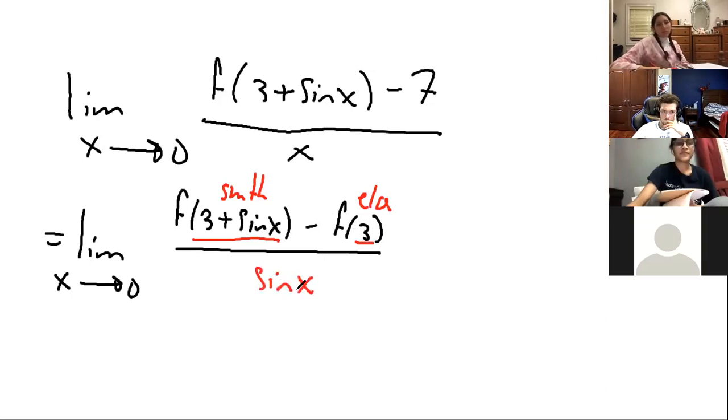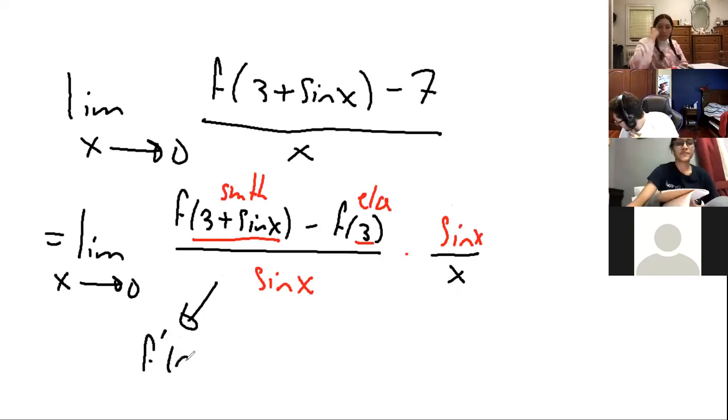Yes? I want to see a sine here. So then multiply by sine X, and that's the X that I actually had. Yeah? So now I can quickly read what this is: the definition of the derivative of F at 3. And this is simply the definition of the derivative of sine at 1, or simply the answer is 1. So it's F prime of 3 times 1.